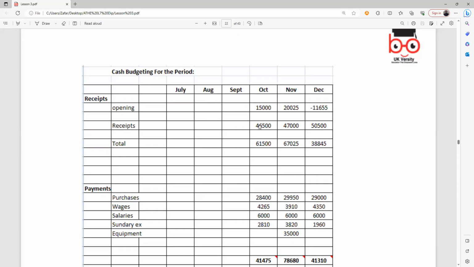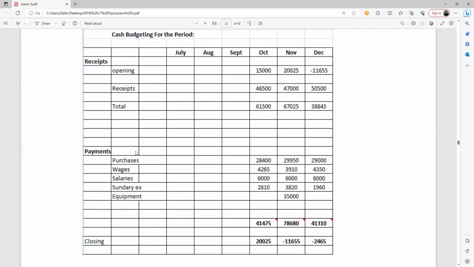So 15,000 plus 46,000 is 61,500. Your expenditure, or your payments, will be 28,000, and then wages, salaries, sundries and equipment. All this amounts to 41,475. So your total receipts of 61,500 minus 41,475 will give you the closing balance of 20,025 pounds. This will be used as the opening balance for November.